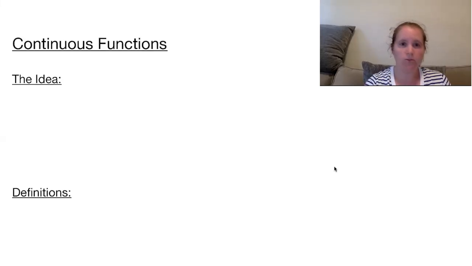Hello and welcome to continuous functions. So the idea here is we've been looking at limits, right? So we've been looking at what happens as you come from the left, what happens as you come from the right. But now we want to see if we can simply just pass straight through a point smoothly.